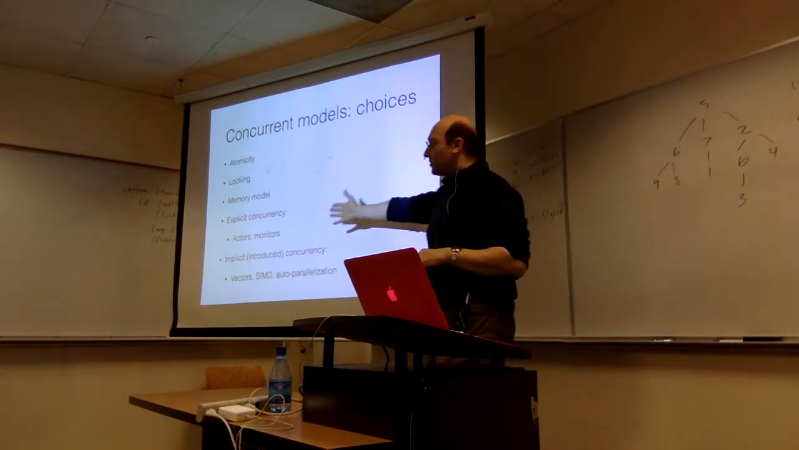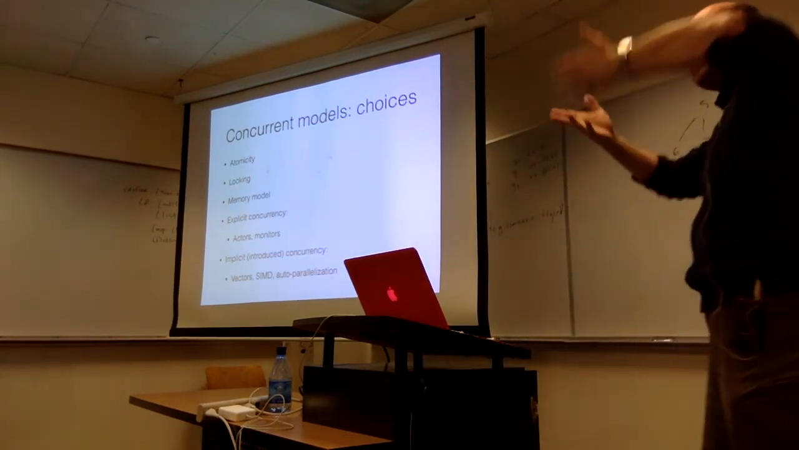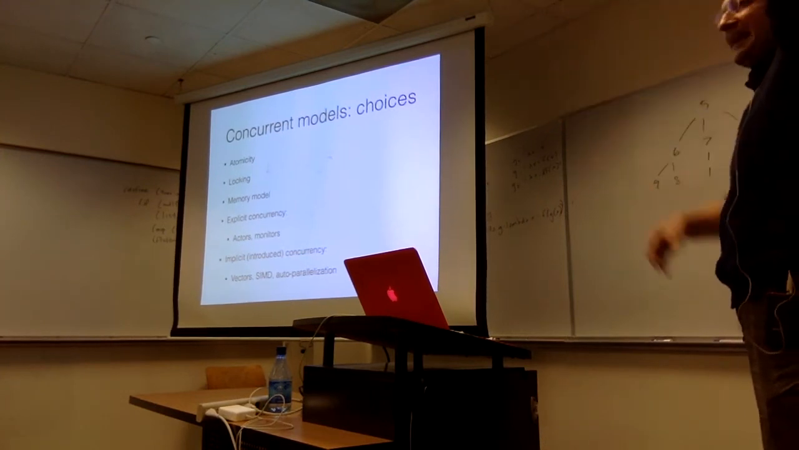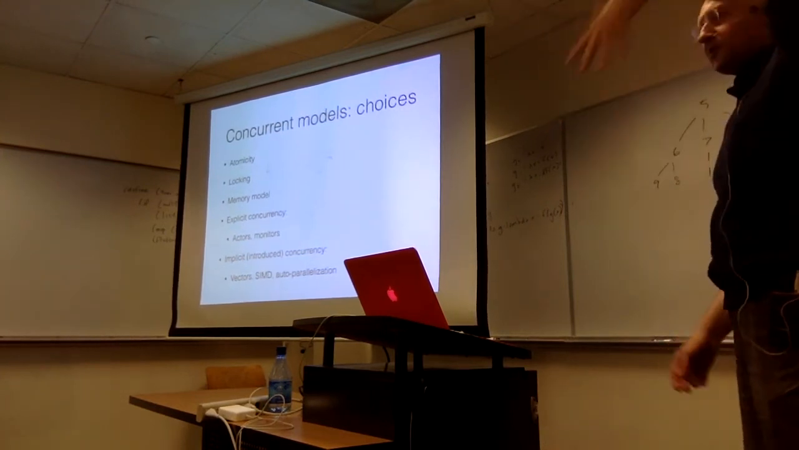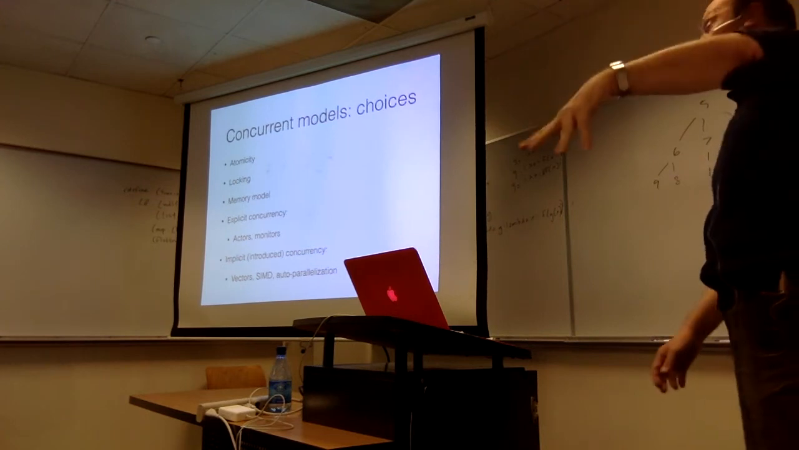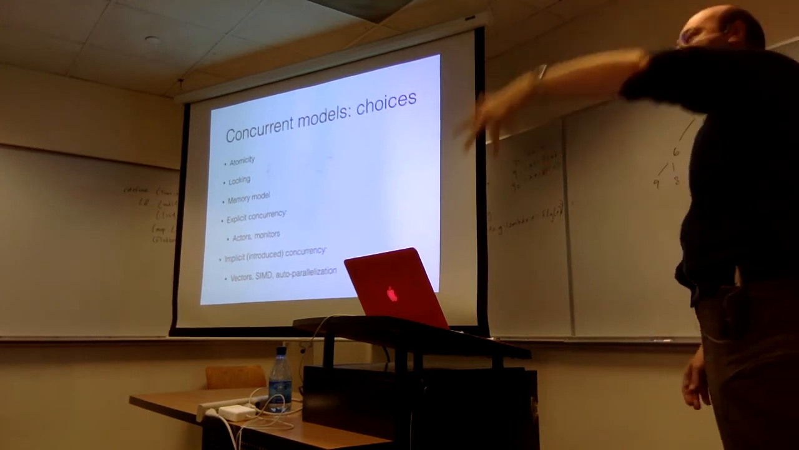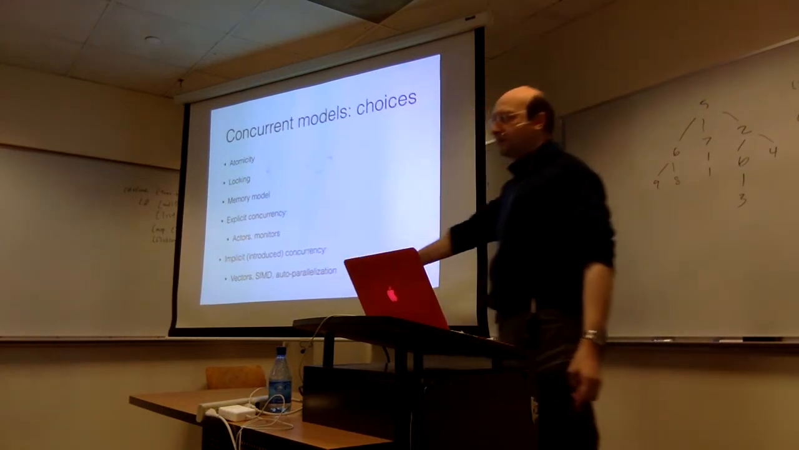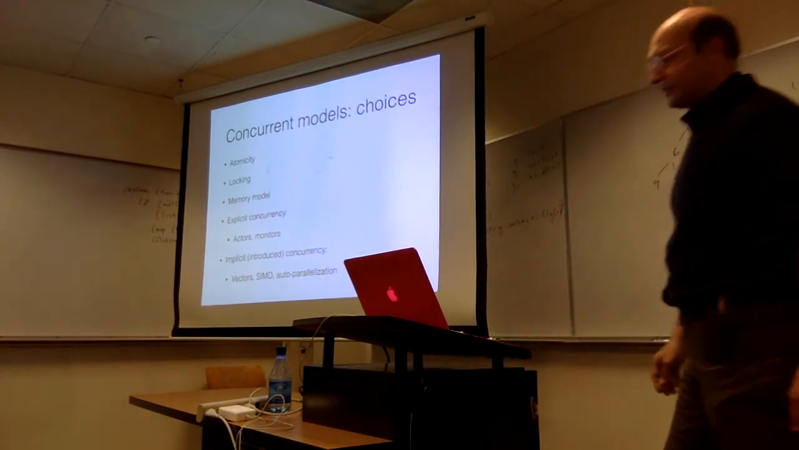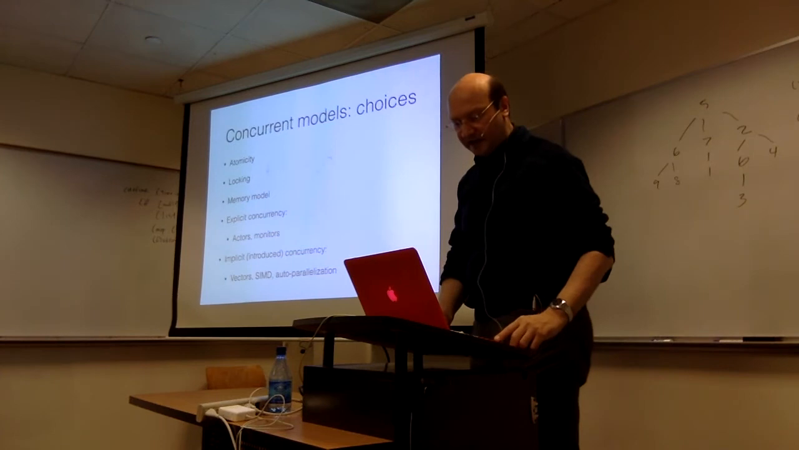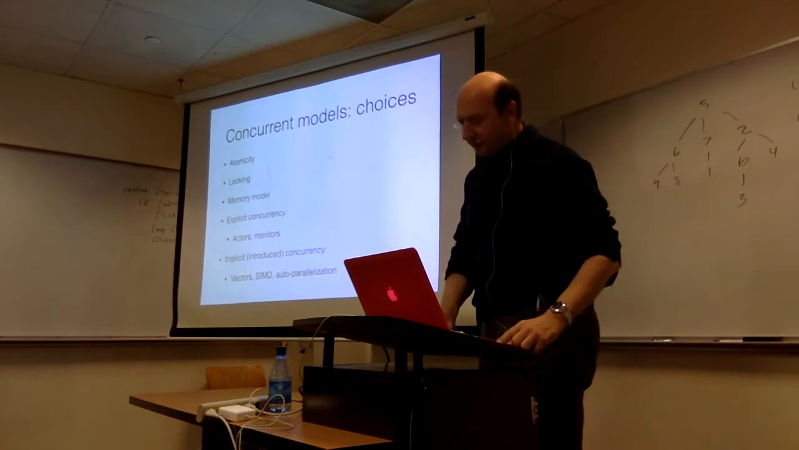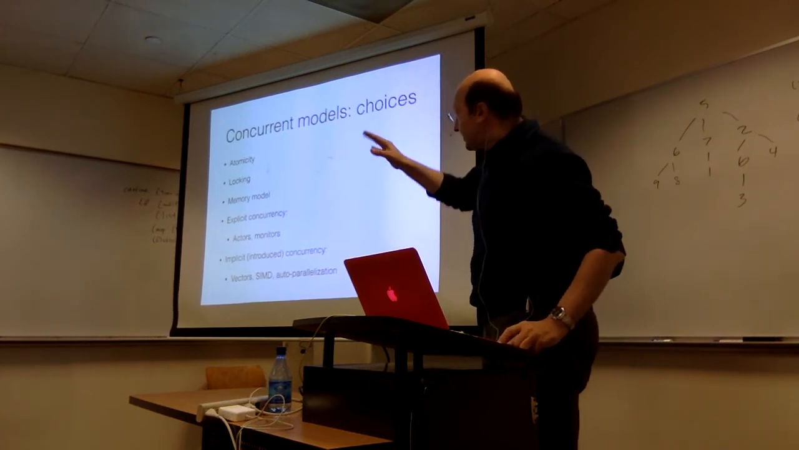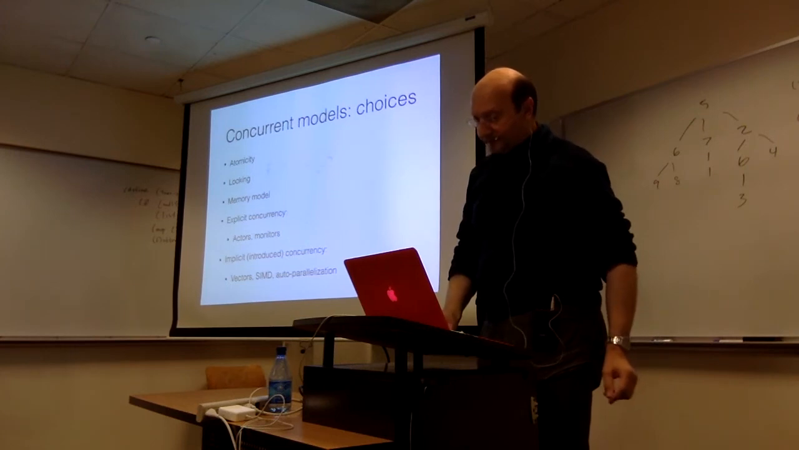Does your language have explicit concurrency in it? Are you implementing some model that you've already been given, like actors or monitors? Or are you trying to introduce concurrency? Or are you trying to do both: implement an explicit thing and introduce concurrency? All of these things are complicated, and there are many ways of introducing the concurrency and exploiting it as well. So there's a lot of choices here, which is why it's a big field, and a lot of these combinations are still not well explored.